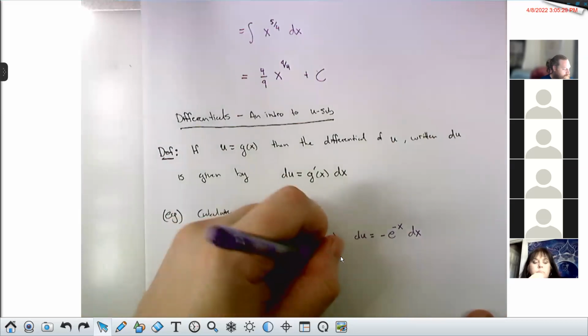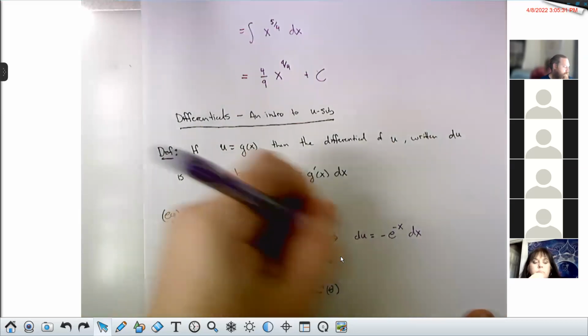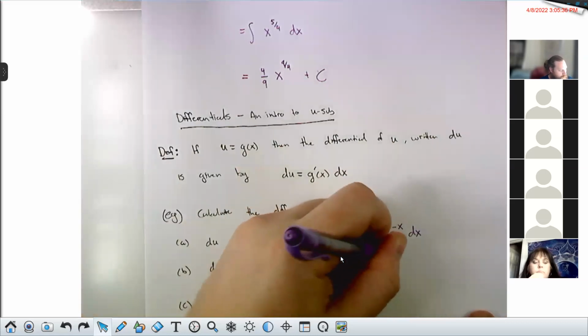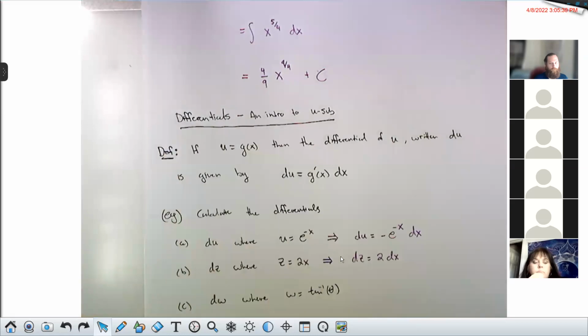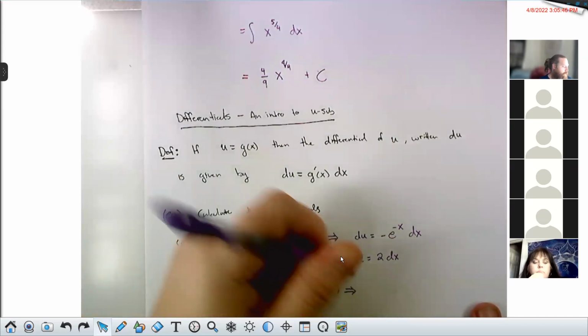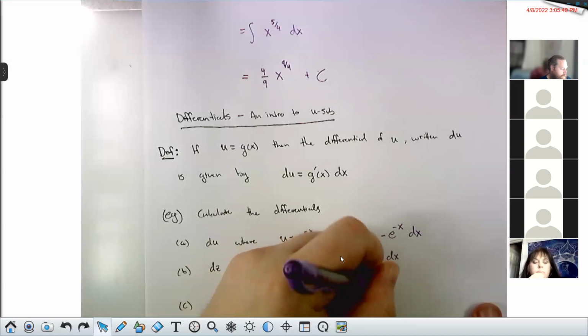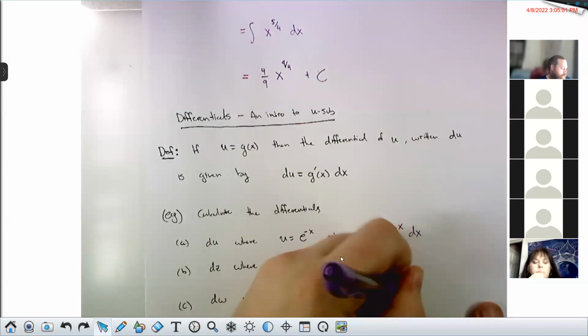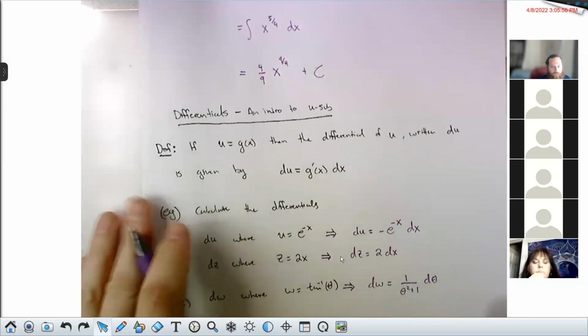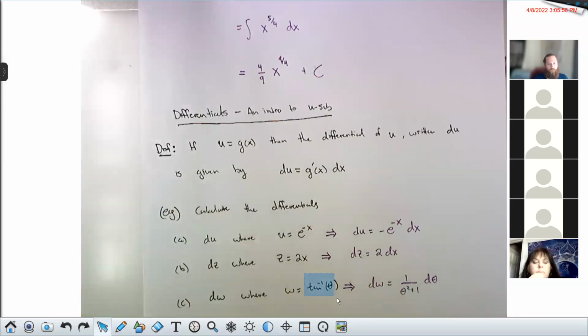Maybe a little easier, if z is equal to 2x, then dz would be the derivative of 2x, which is just 2 times dx. And if w is the inverse tangent of theta, then dw would be 1 over theta squared plus 1 d theta. Right, you really just take the derivative of the thing on the right and slap on a d, whatever the variable is, d theta, dx, whatever.